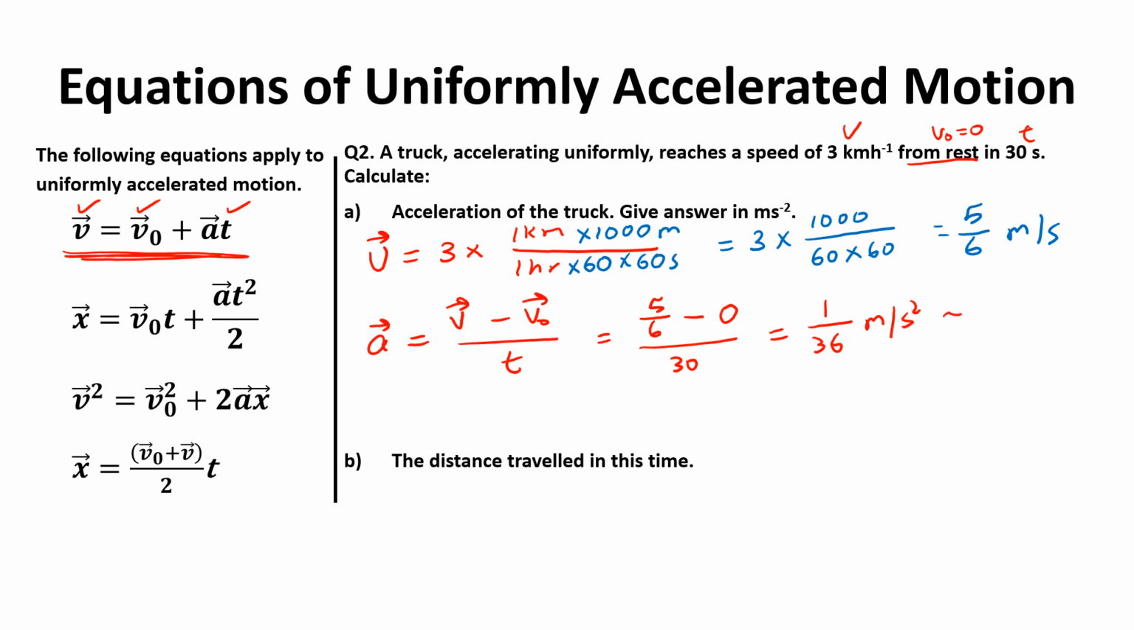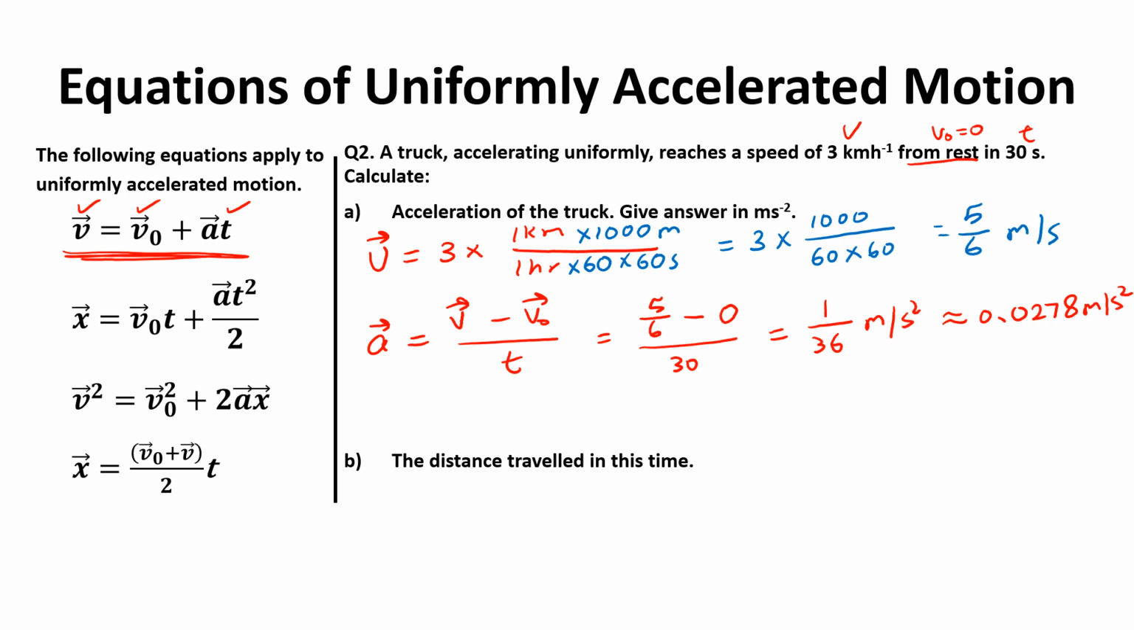Which is approximately equal to 0.0278 meters per second squared. Alright, so now let's look at question B. Calculate the distance traveled in this time. So let's find the distance. Which equation do we use to find the distance?